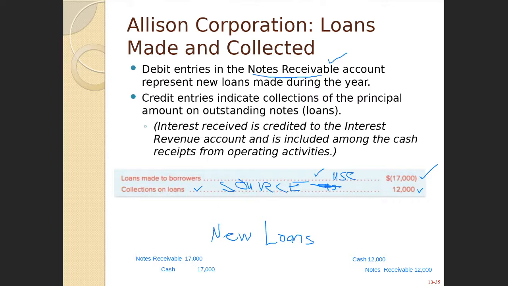So what was the change? And again, how do I know this? If I look at the balance sheet, based on this information, what should the change in the notes receivable account be? $5,000 what? Which direction? Use or source of cash?